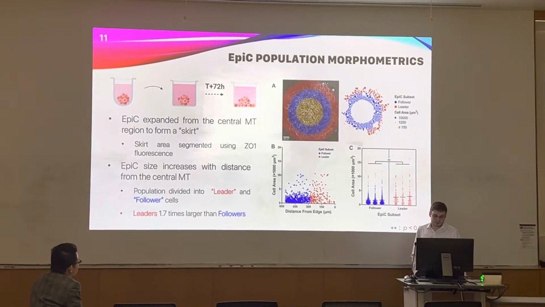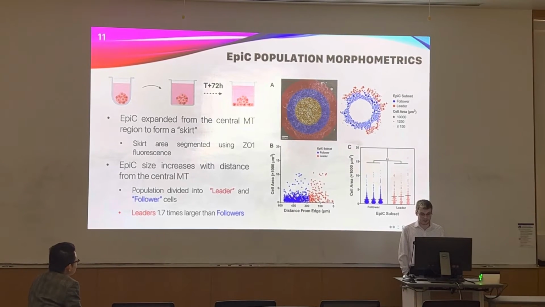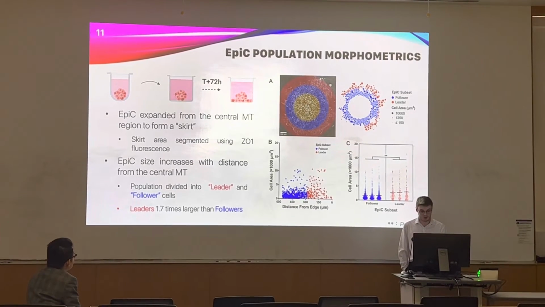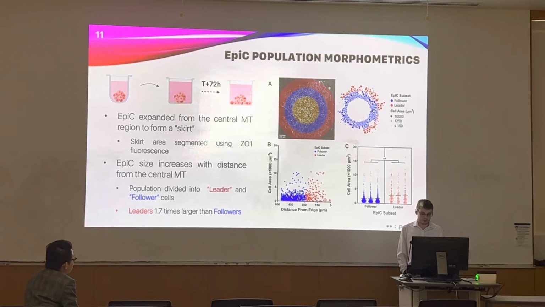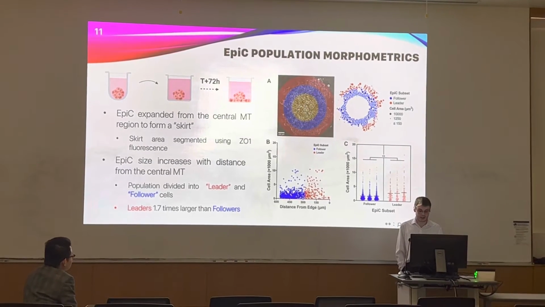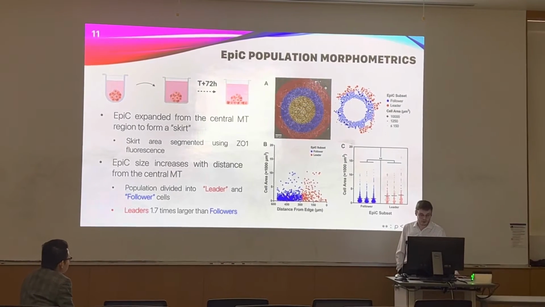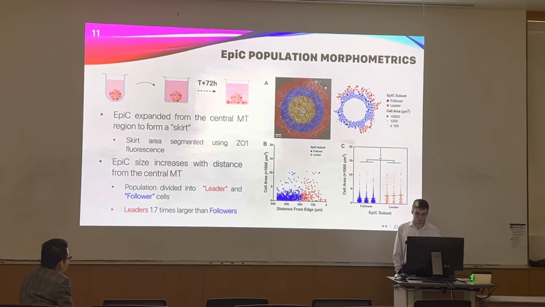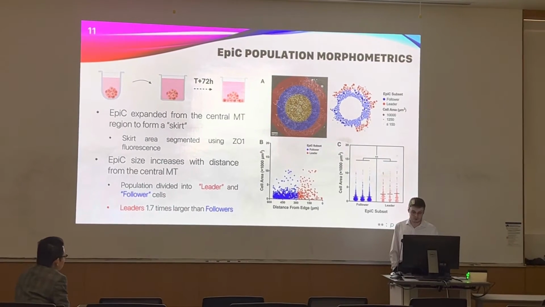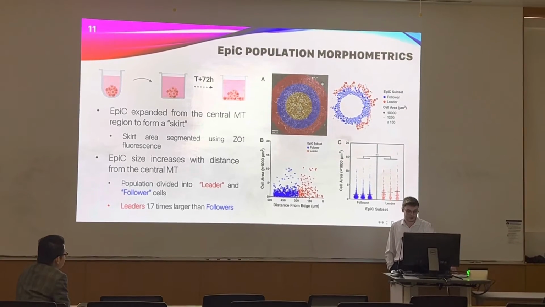In order to understand what this population looks like, my mentee Justin and I wrote some MATLAB code which segments an image like this one based on tight junctions and computes the properties of each cell. When we looked at that population, we noticed that the cells nearer to the skirt edge, indicated by a star here, seemed larger. To see if that's real, I binned the cells based on whether they were closer to the edge, calling those leaders, or to the microtissue, calling those followers. We looked for a difference in area, and sure enough, the leaders are 1.7 times bigger than the followers.